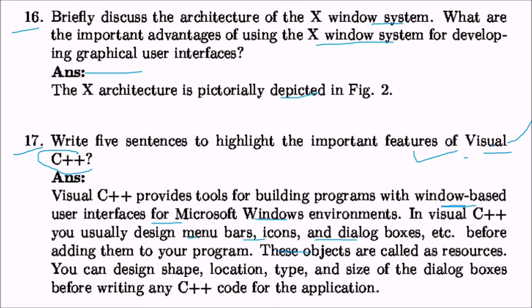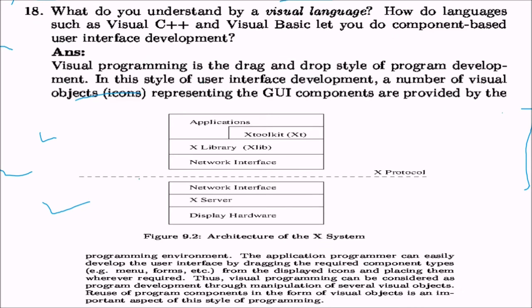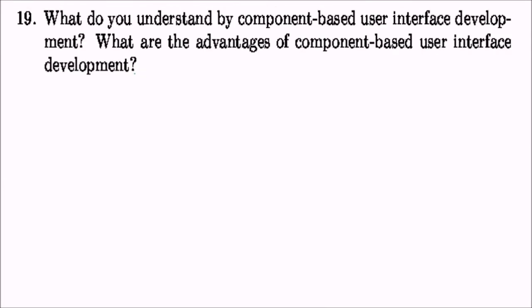As I said, we'll see this question number 16, the X architecture, which is pictorial given here. So this is the architecture of the X system. You have applications here with your X toolkit. X library is there. Then you have a network interface, and inside this you have the X server and then display hardware.